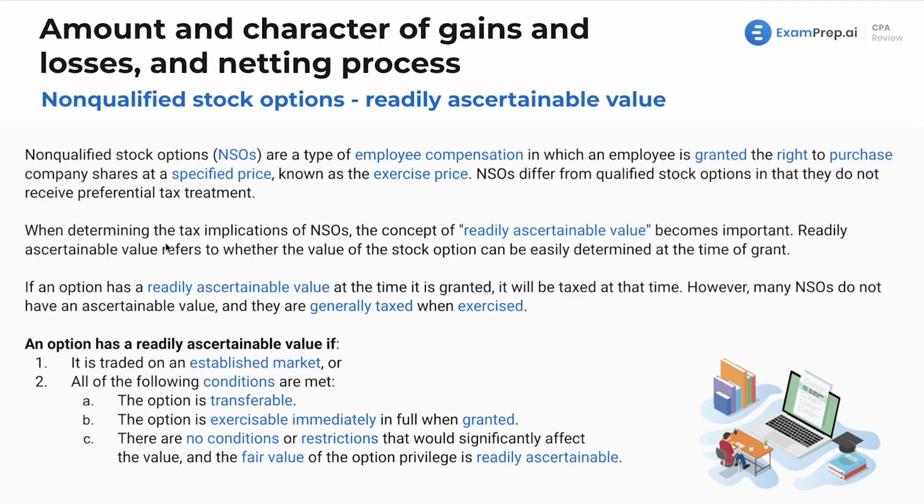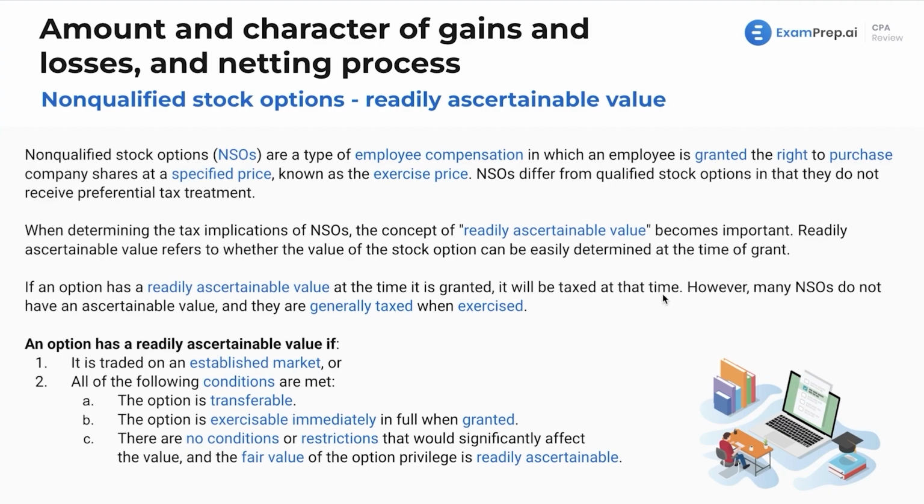Now, when determining the tax implications, this concept of readily ascertainable value, God, I just love the phrases. Understanding the important key phrases here is so important for any topic on the exam. Readily ascertainable value refers to whether the value of the stock option can be easily determined at the time of grant. Again, just think about it. If someone from a valuation team comes in and values them, that's kind of what we're talking about here. Now, if the option has one of these, it's going to be taxed at that time.